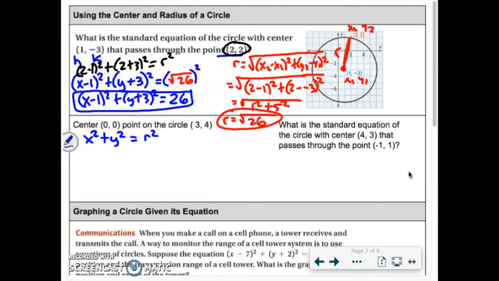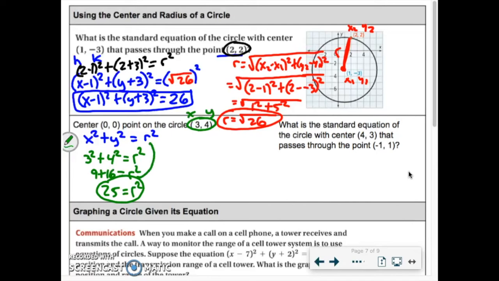One thing you can do instead is just plug this point in. So this is our x and this is our y. We could write this as 3 squared plus 4 squared to get r squared, which is 9 plus 16, or 25 equals r squared, which means that r is 5, but what we needed was r squared.